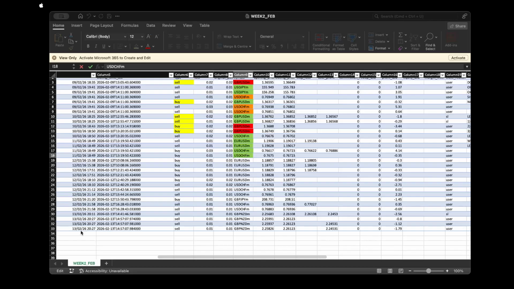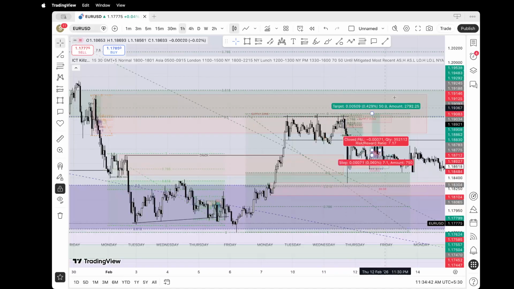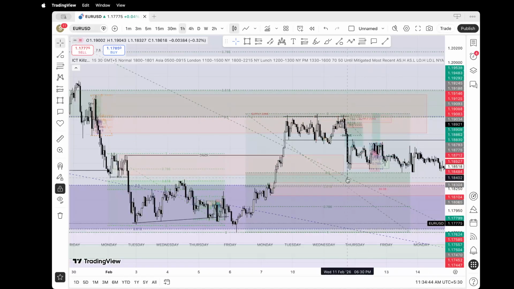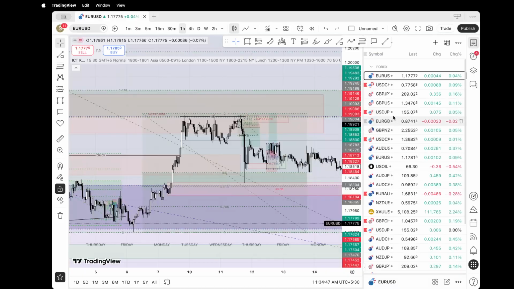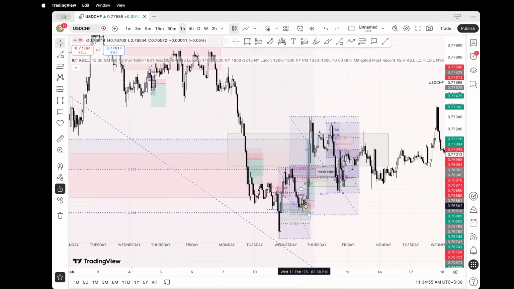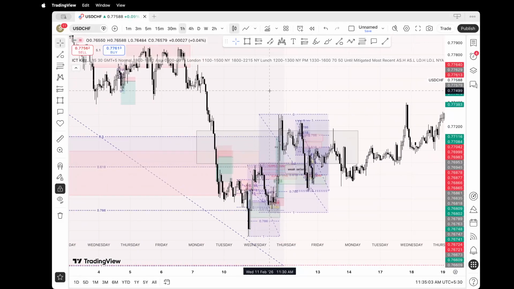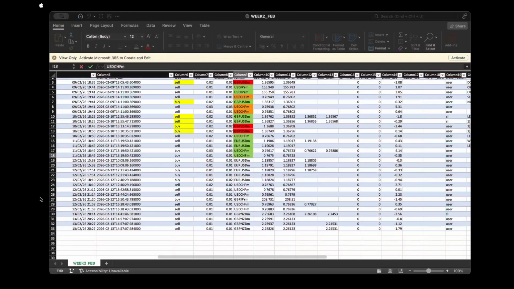Let's switch to TradingView. Like this I just lost this move, and at the same time I lost the USD CHF move. So let's see if USD CHF was also at a very great retracement. Yep, exactly. So I didn't even enjoy this trade as well. I came out of the trade, I think around here, 76900. So let me quickly jump to Excel for a sec.